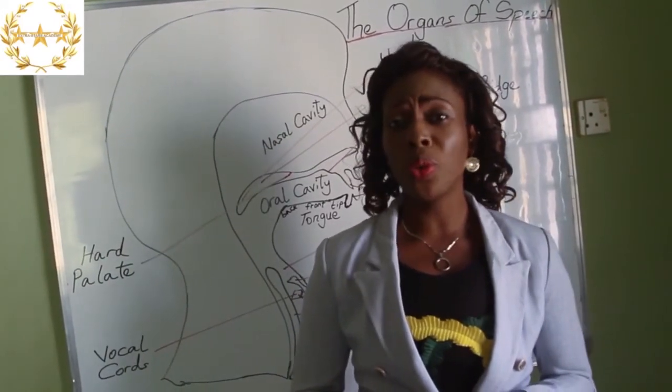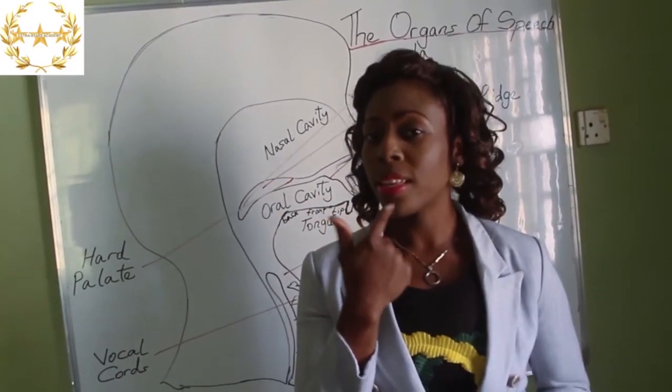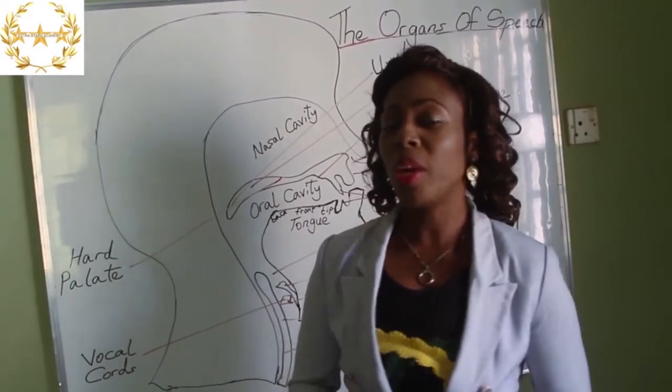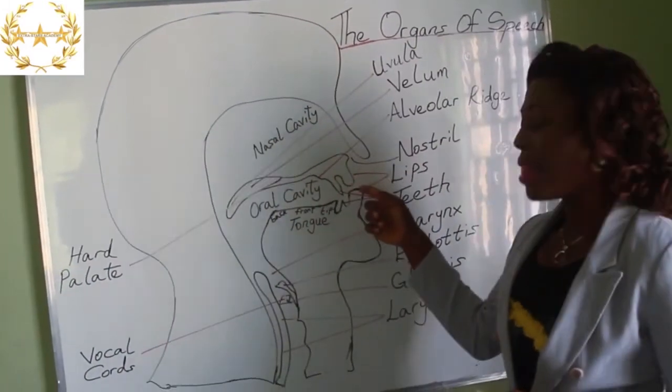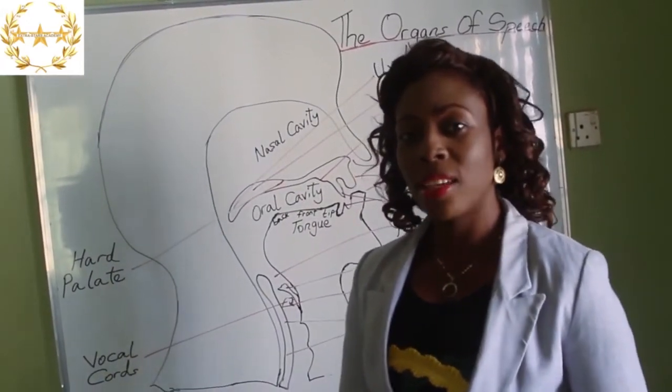Also, consonants produced with the upper teeth making contact with the lower lip are called labial dental sounds. So you make use of your upper teeth and the lower lip.